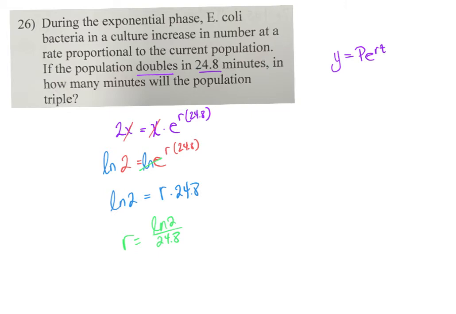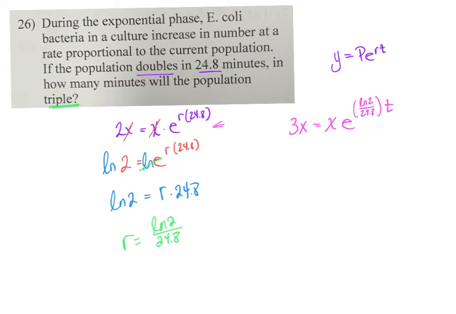Okay? And so now they're asking how long does it take for it to triple? And I'm going to conceptually do the same thing that I did here. Well, I don't care. My initial is x, my initial population. So now I'm looking at 3x. And I have e, and now I know my r. My r is natural log of 2 divided by 24.8 times t, which is what I'm solving for.